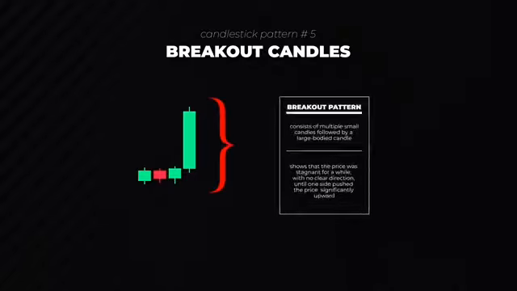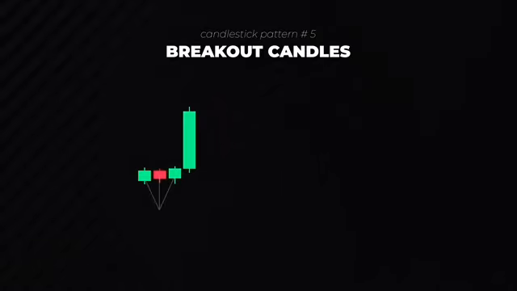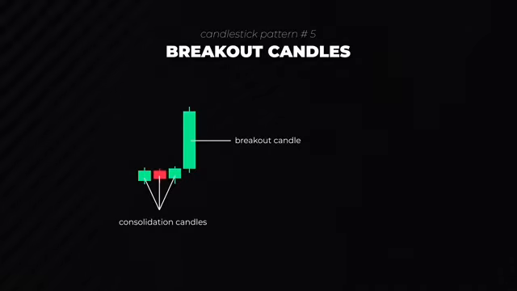Moving on to pattern number 5, which is breakout candles. This is a type of candlestick pattern where we have multiple small candles with small bodies forming, followed by a large-bodied candle. This pattern shows that the price was stagnant for a while, with no clear direction, until one side, buyers in this example, pushed the price significantly upward. In this setup, the series of small candles is called consolidation candles, and the large candle is known as the breakout candle. For this to be a valid pattern, there need to be at least 3 consolidation candles. However, the more consolidation candles there are, the higher the chance of a successful breakout.